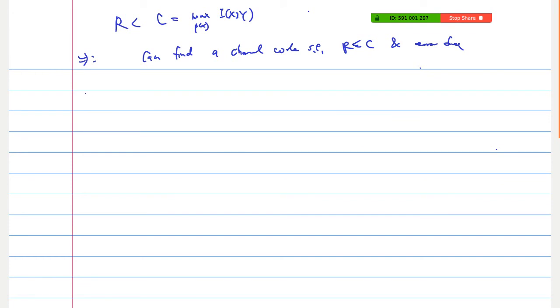Then you can always have a backward part. The backward part says that if the rate is bigger than the capacity, then we are doomed to have error in the transmission. So we look at the forward part first.